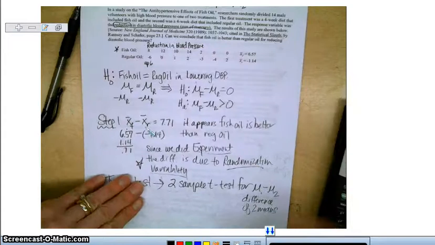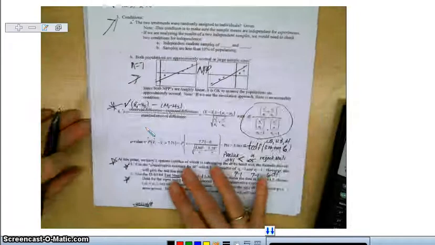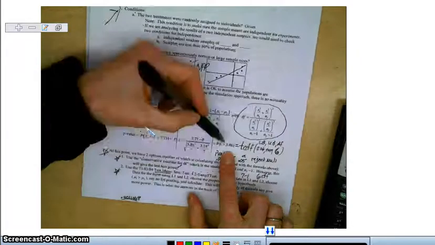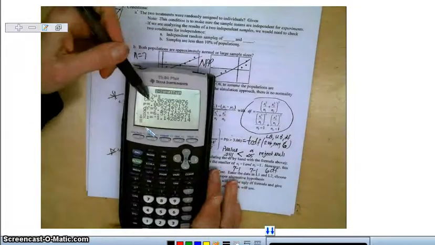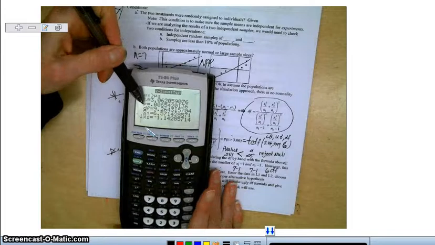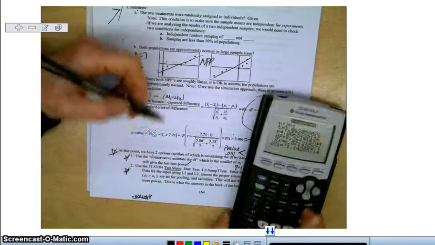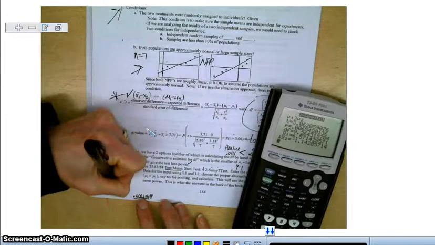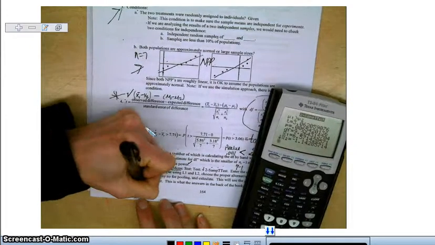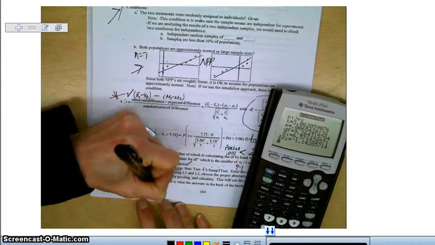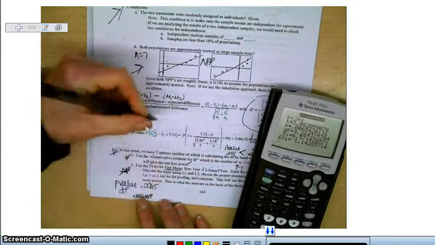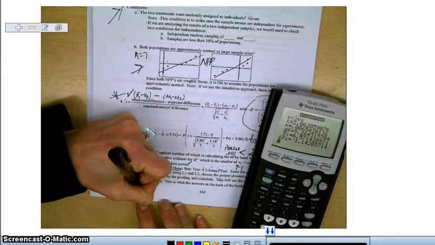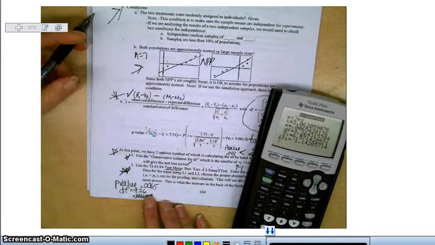Now if we go and look at the page that we were just on, what I want you to notice is that this T is the same as the one that we calculated by hand. The p-value this time is 0.0065. So when we do it using method 2, we get a p-value of 0.0065 with a degrees of freedom of 9.26. And yes, you need to write that.